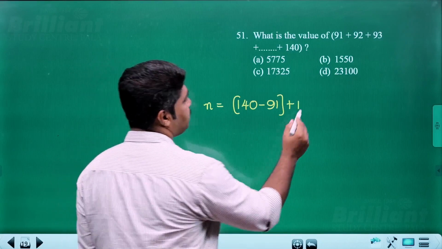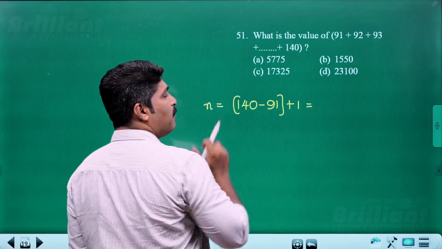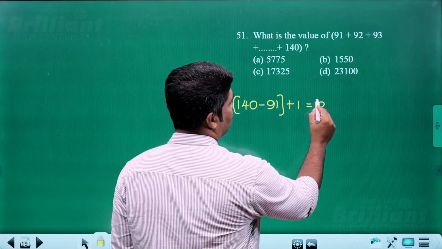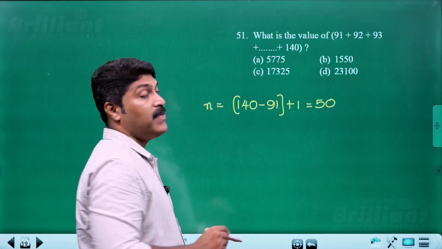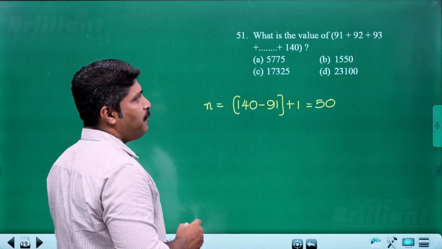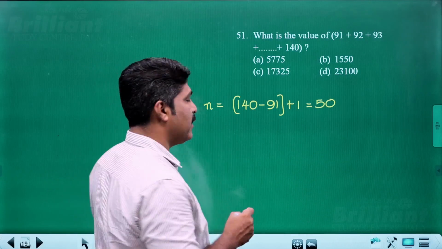What is the difference here? This is equal to 49 plus 1, that is 50. So here we have 50 natural numbers. Then how do we find the sum of these 50 natural numbers?